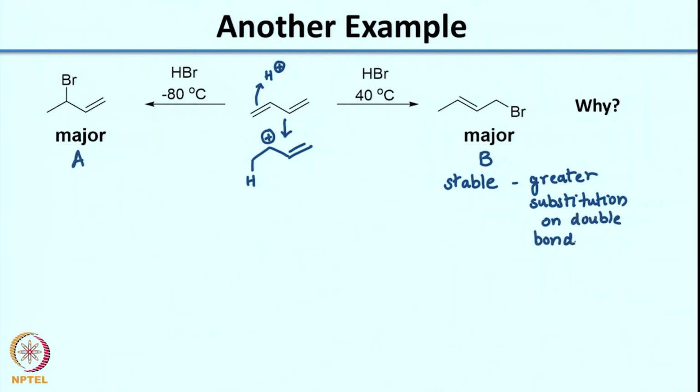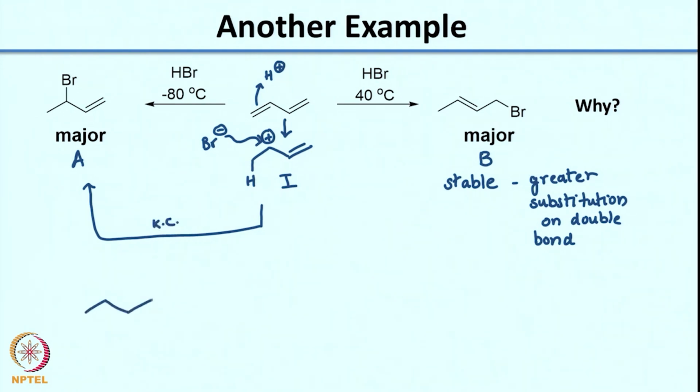Now let us think of how you go from this intermediate I to the two products A and B. In the case of going to product A, you already have the stable intermediate and you have Br minus. The Br minus will come to this position to give you product A. If you do this reaction under kinetic control, as soon as you form this intermediate, it is trapped by the Br minus. So, you do not have enough time for it to form the other product which is more stable, which is product B.